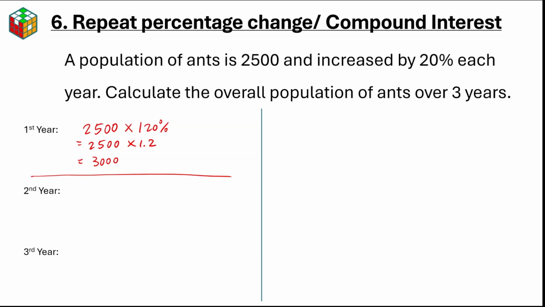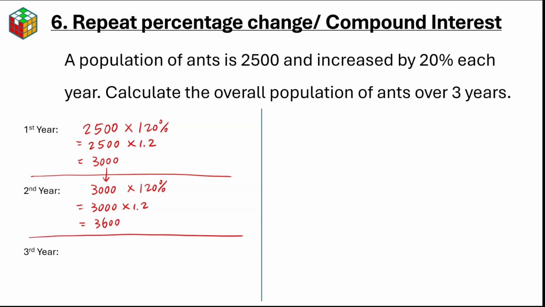Then, for the second year, I'm going to start from 3,000, because from the 31st December to January, that is still the number, 3,000. So I'm using that as my starting point in my second year. Times, I will still have 120%. So 3,000 times 1.2. It will be 3,600 at the end of the second year.